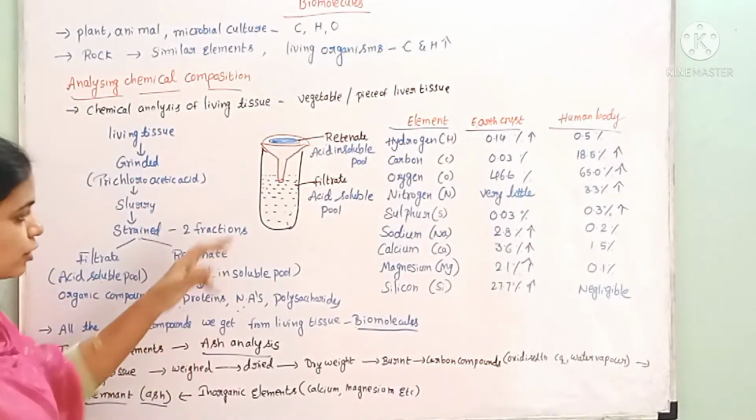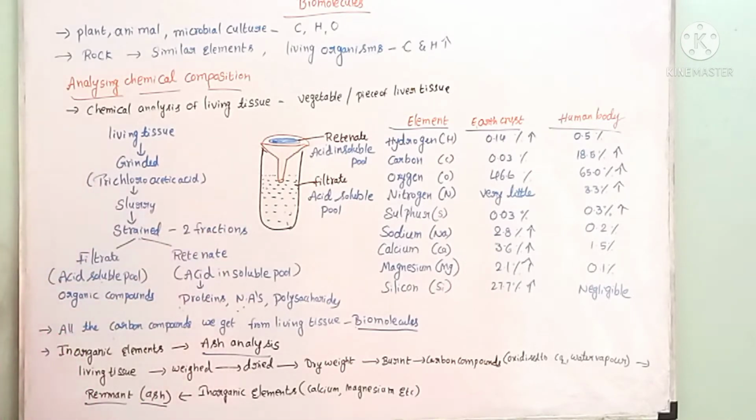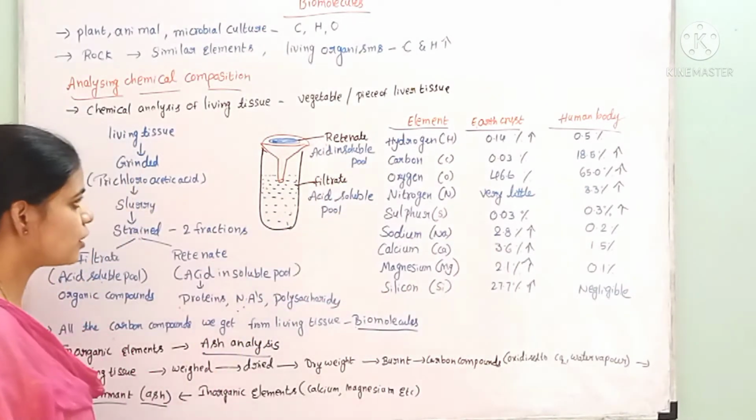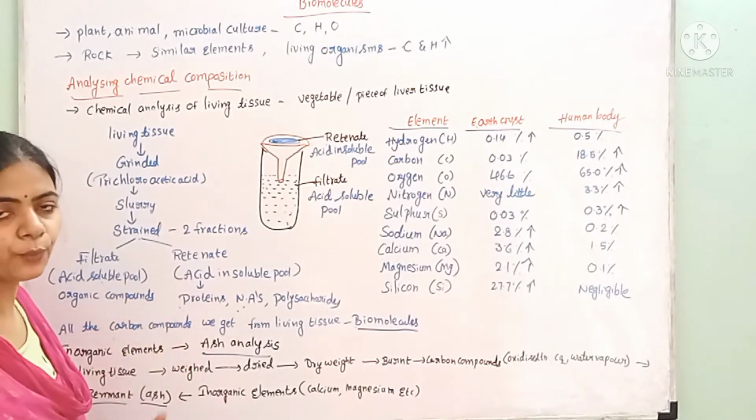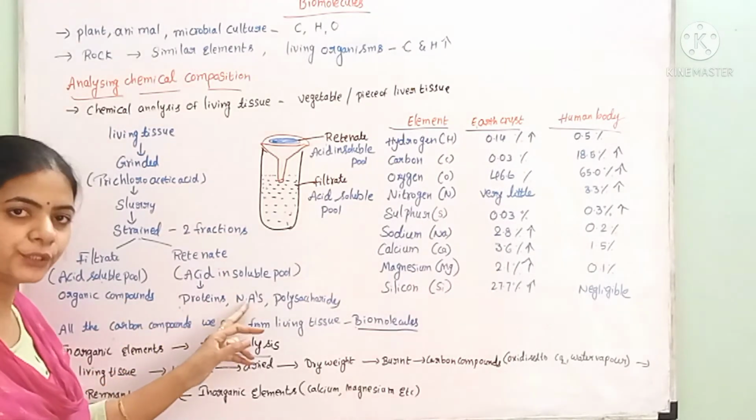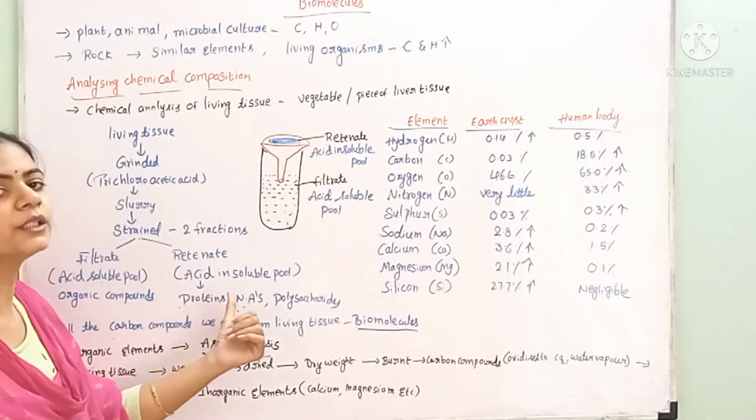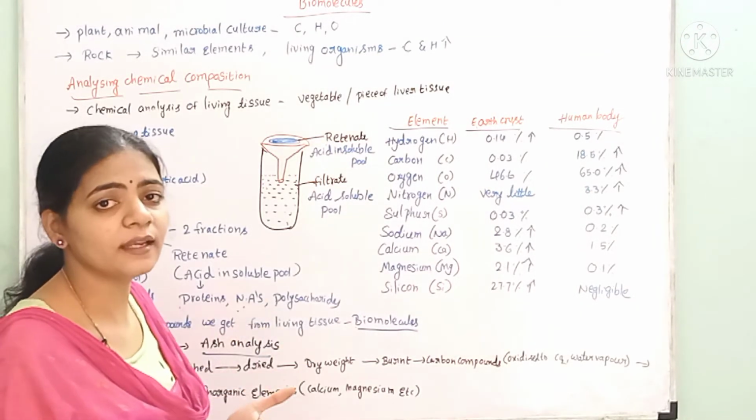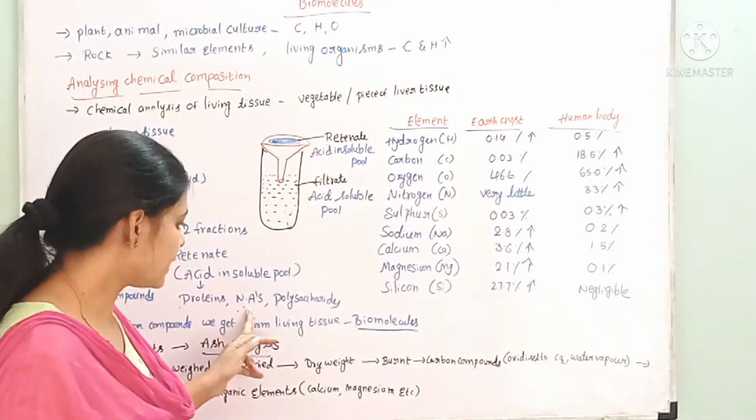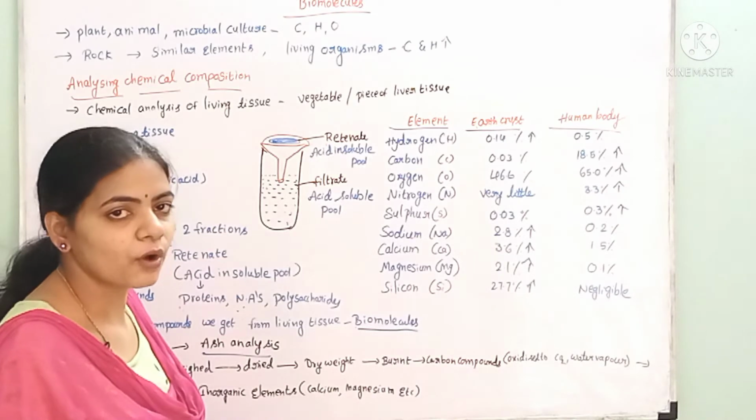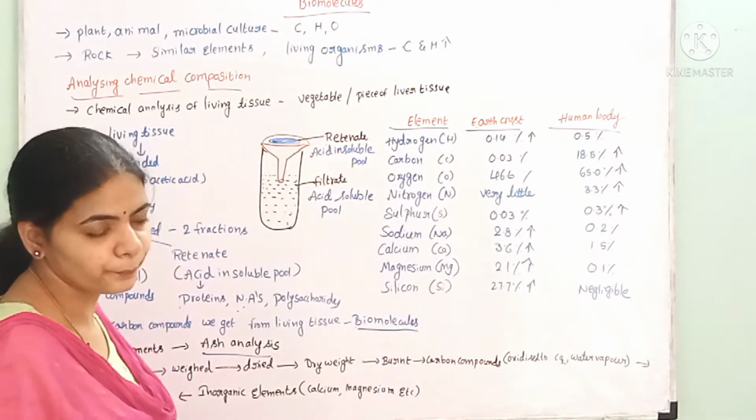If we perform the chemical analysis of these, what are the substances present in the acid soluble pool and what are the substances present in the acid insoluble pool? In the acid soluble pool, all small organic compounds are present, whereas the acid insoluble pool consists of macromolecules like proteins, nucleic acids and polysaccharides. What is meant by nucleic acid? DNA and RNA. So, nucleic acids and polysaccharides. Polysaccharides are also large compounds, right? So, those are present in the acid insoluble pool.